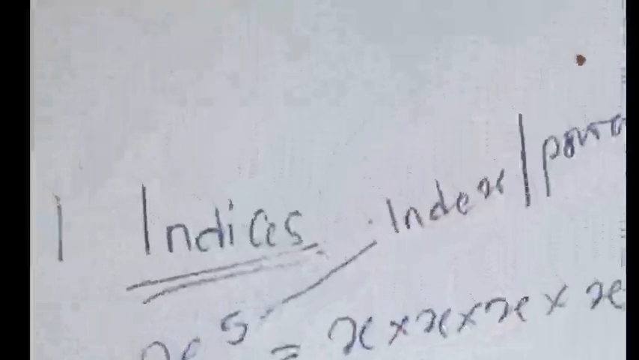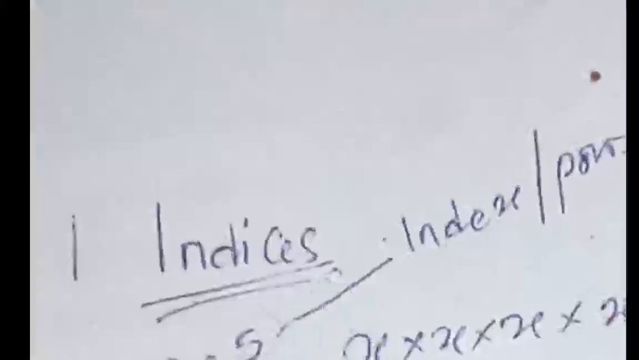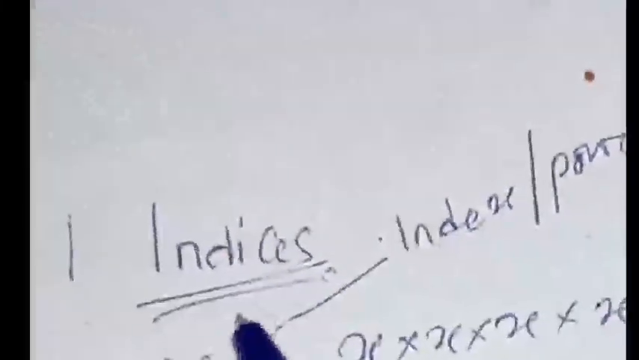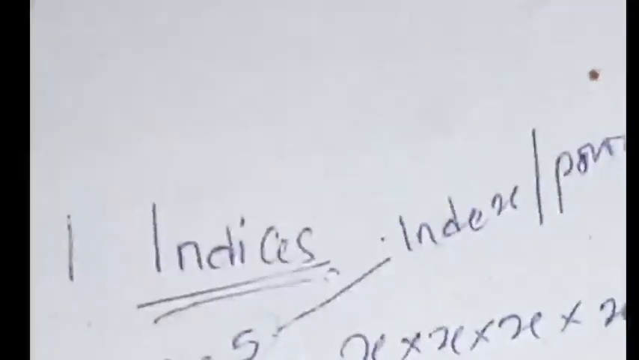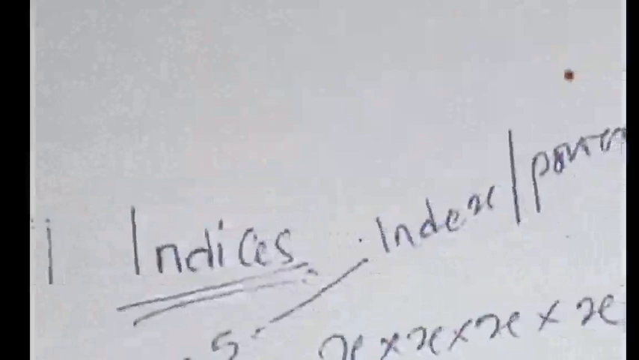The plural of index is called indices, meaning that whenever we have many expressions that have index, all of those expressions can be collectively called indices. So indices has rules that govern the operation of the indices. The first rule is known as addition law. Addition law, that is number 1.